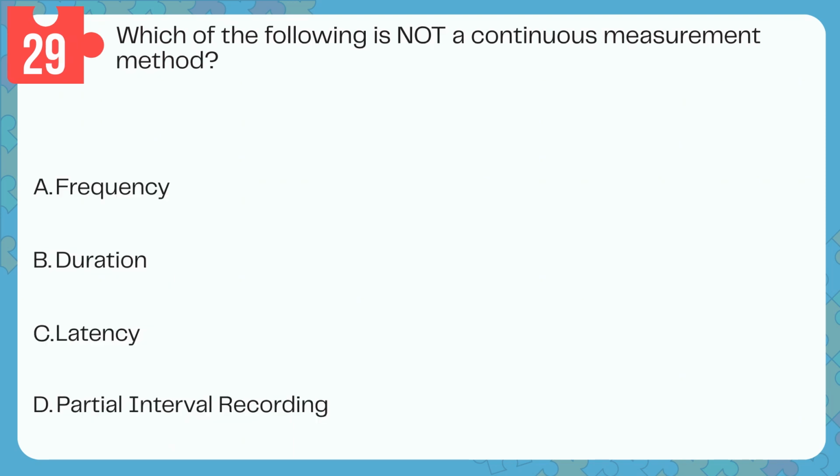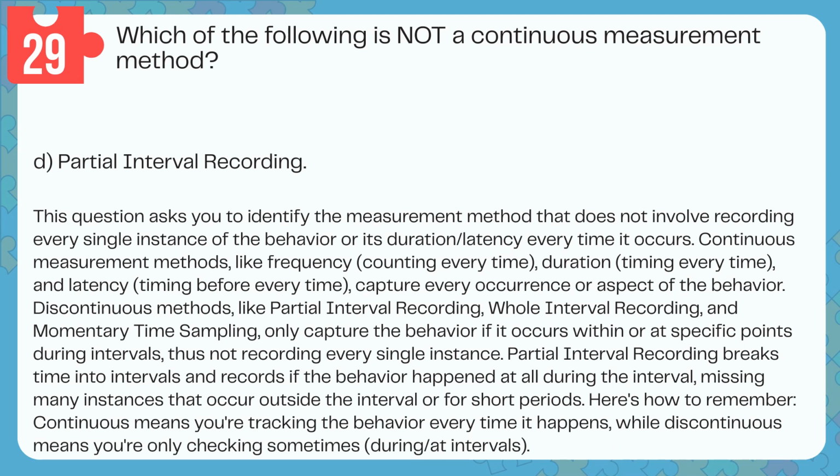Question 29. Which of the following is not a continuous measurement method? A. Frequency. B. Duration. C. Latency. D. Partial interval recording. Answer. D. Partial interval recording. This question asks you to identify the measurement method that does not involve recording every single instance of the behavior or its duration/latency every time it occurs.